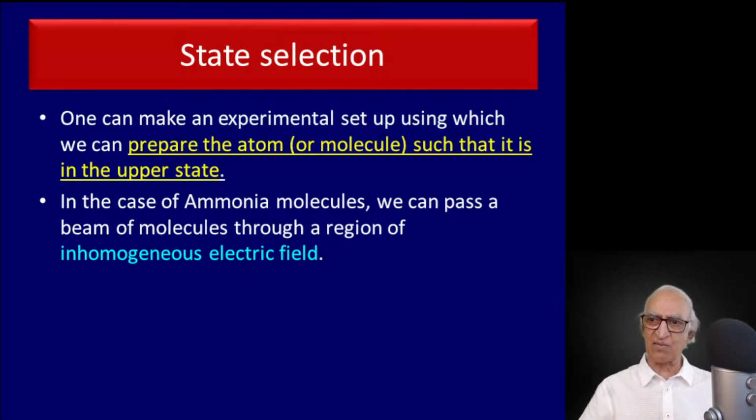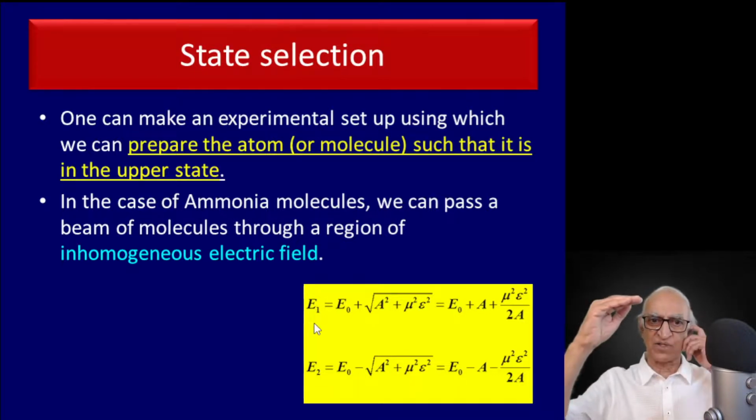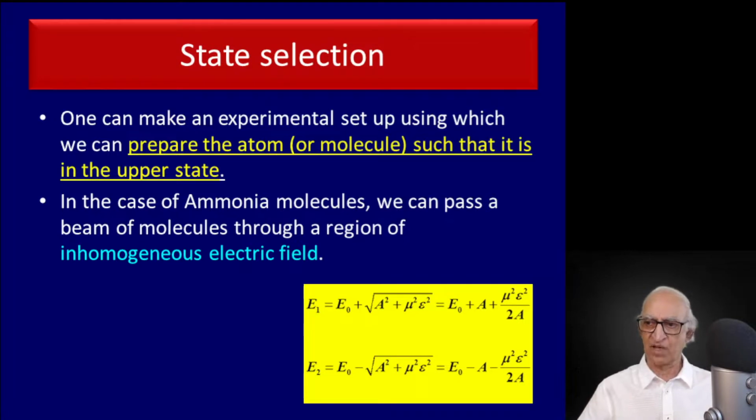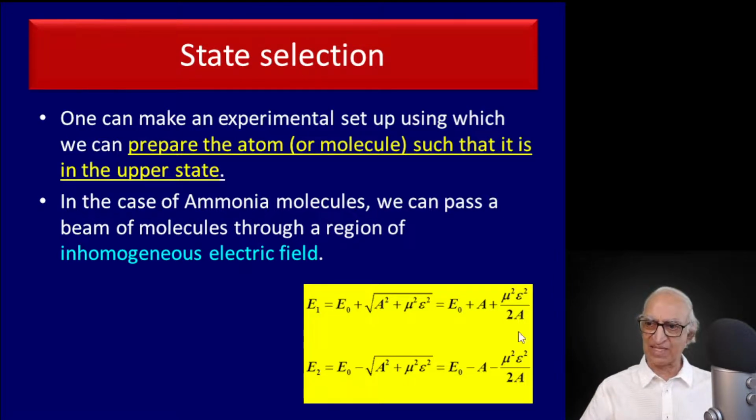In the case of the ammonia molecule, we can pass a beam of ammonia molecules through a region of inhomogeneous electric field. Why? Because in the presence of an external electric field, the two levels corresponding to the nitrogen being above and below are given by these two expressions. One is plus E squared and one is minus E squared. So if I can create an experimental situation where there is a gradient of the square of the electric field, then it will either favor this state or it will favor that state.